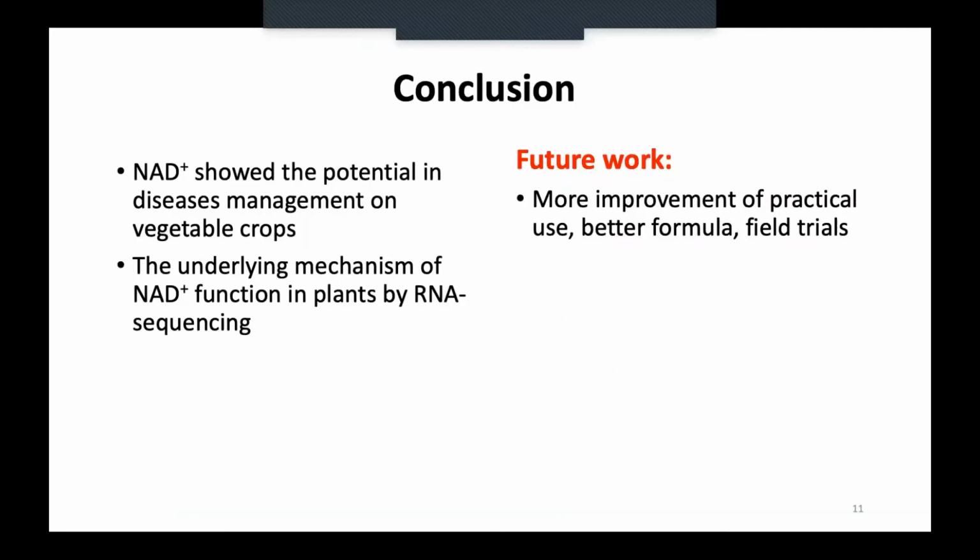In this study, we evaluated the potential of NAD working on disease management on vegetable crops. It also included the RNA sequencing study in order to understand the underlying mechanism. In the future, we will look for more improvement of practical use and a better formula for field trials.